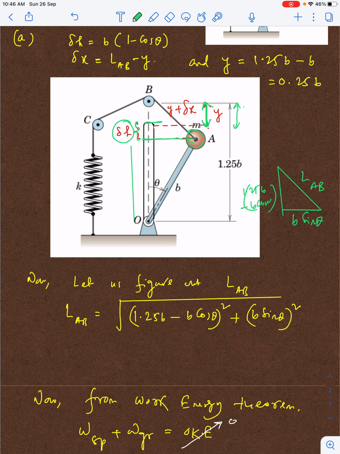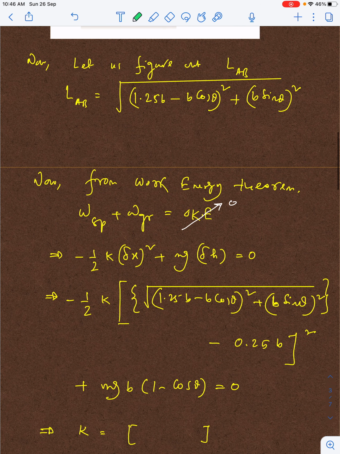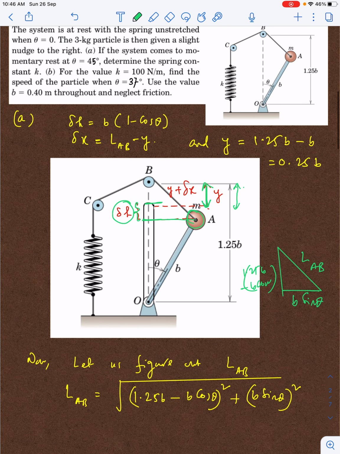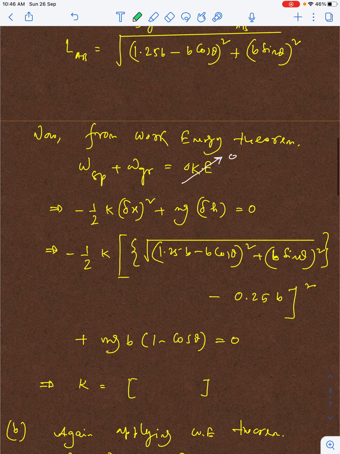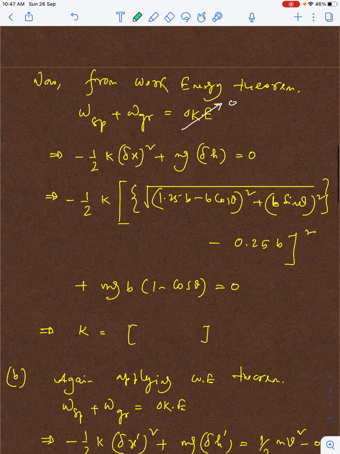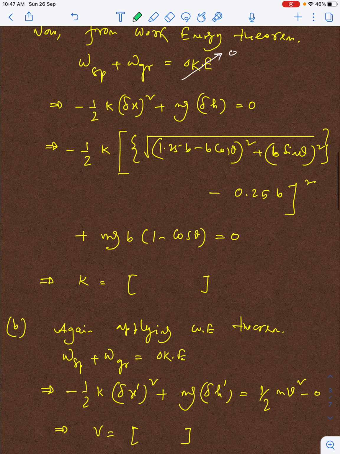I think there is no harm in understanding this part. Very simple thing. So now if I apply the work energy theorem, work done by the spring plus work done by gravity, since it is coming to momentary rest at theta equal to 45 degrees, so the change in kinetic energy will be equal to 0. So from the relaxed position to the extended length, negative work done minus half K delta X square, plus coming down, the work done by gravity is positive, that is mg into delta H, is equal to 0. So after doing the calculation, we will get the value of K. Simple thing. There is no doubt at all.